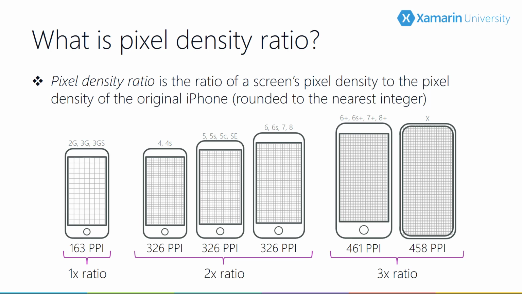So this means that when we build our assets, we don't have to do it for every device. We could just do it for these 3 pixel density ratios. And we'll see more about this in a little bit.